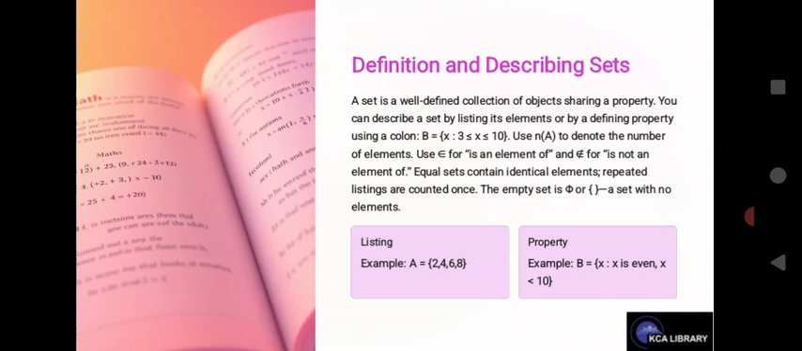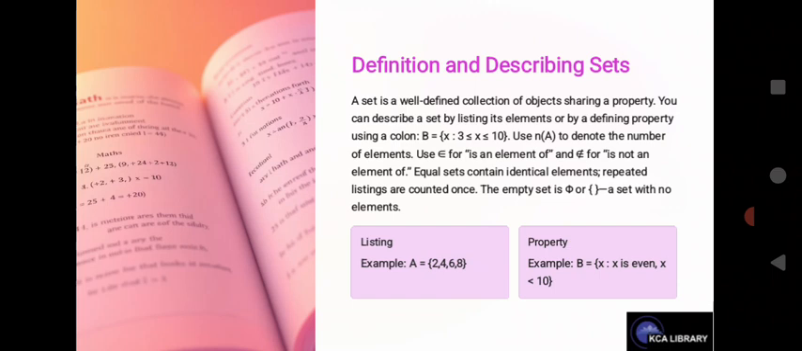And you can describe a set by listing its elements. When we say elements, we are talking about the members of a set. When you hear elements of a set, what we simply mean is members of a set. So you can describe a set by listing its elements or by defining the property using a colon.